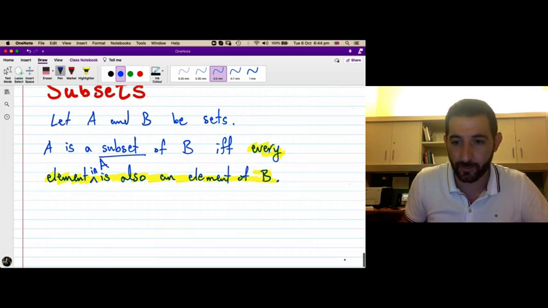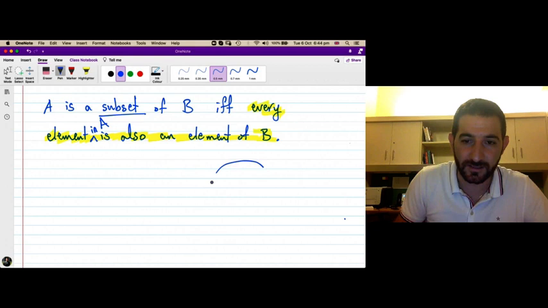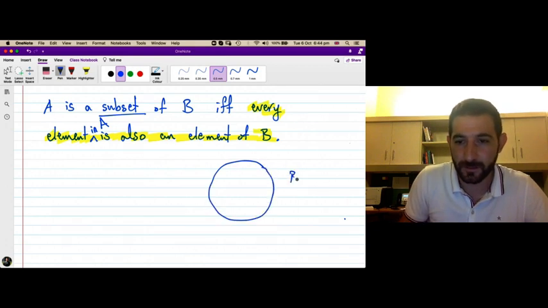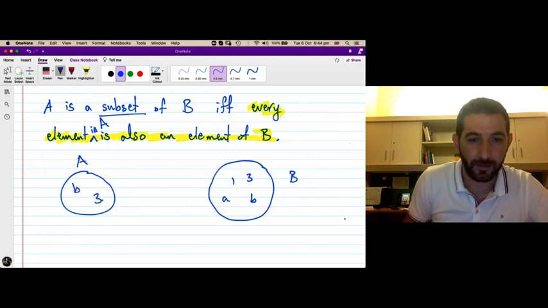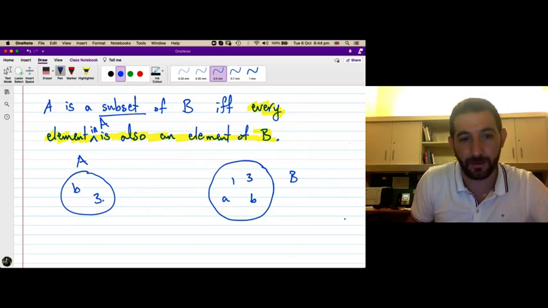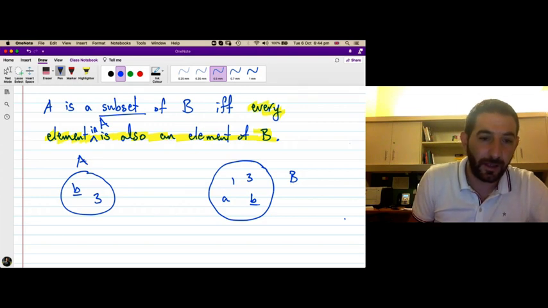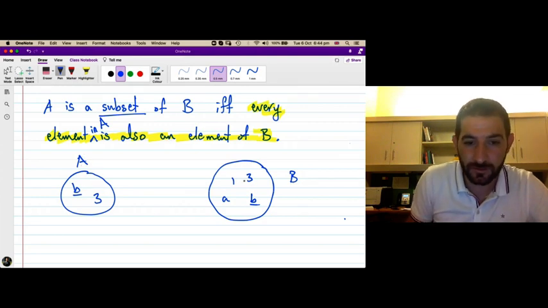Okay, here is what we call the Venn diagram. So this is the set B. Say it contains a, b, 1 and 3, and this is the set A. Say it contains b and 3. Notice here that every element of A, what are the elements of A? We have two elements, b and 3. b is an element of A, which is also an element of B, and 3 is an element of A, which is also an element of B. So every element in A is also an element in B.